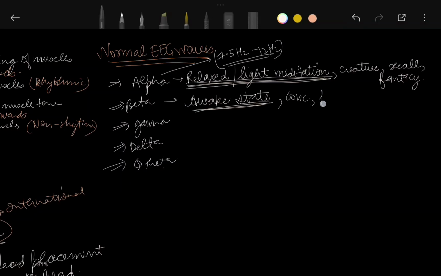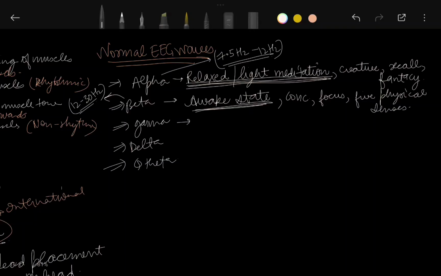Right now I'm also concentrating, focusing, and I am using my 5 physical senses. I'm in awake state. Now, what is the frequency of the waves? 12 to 30 hertz is the frequency that is recorded. Frequencies must be remembered.